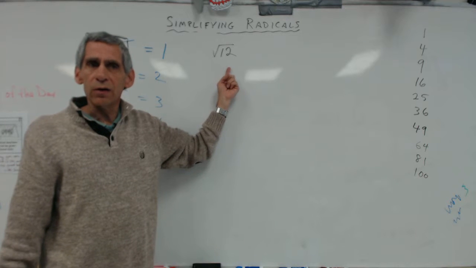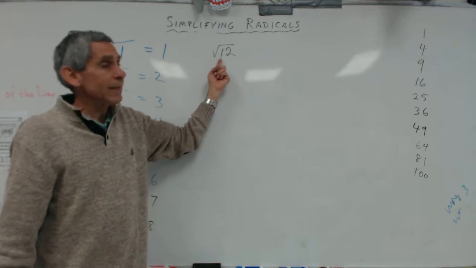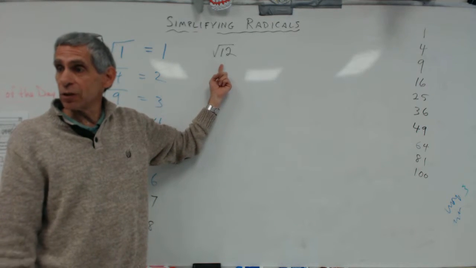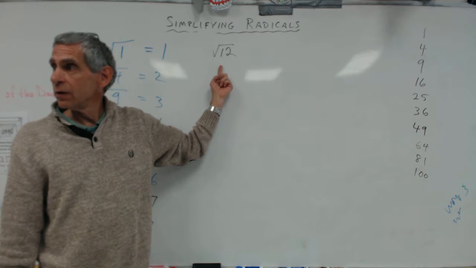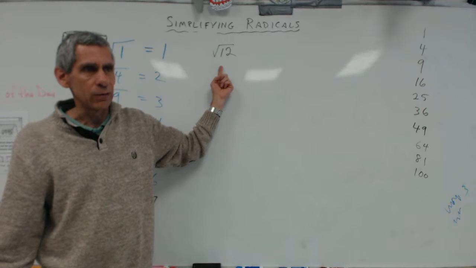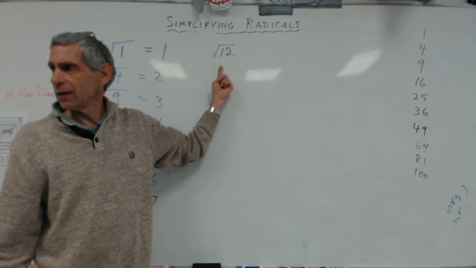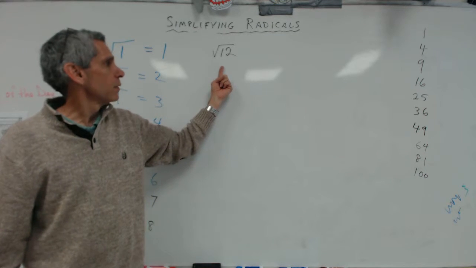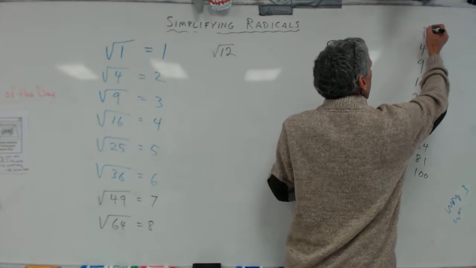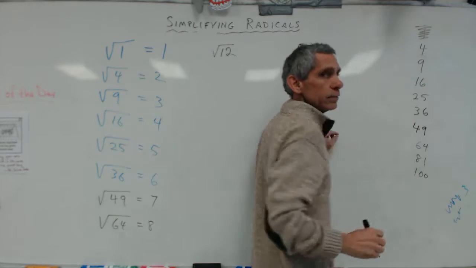If I looked at the square root of 12 and I said, oh yeah, but the square root of 12 is the same as the square root of 1 times 12, that doesn't really help you, right? That doesn't simplify anything. So you're not going to use the 1.